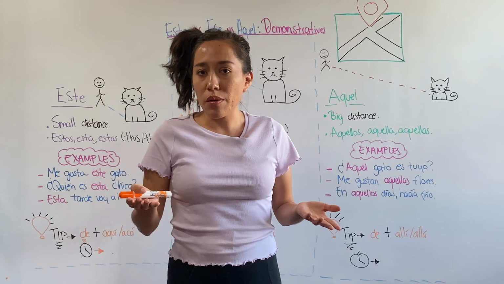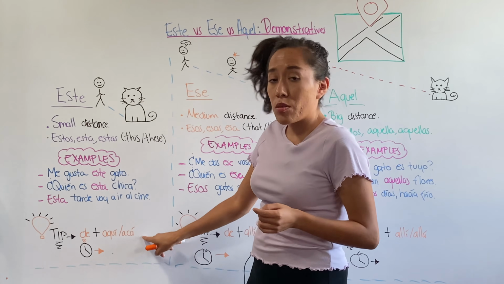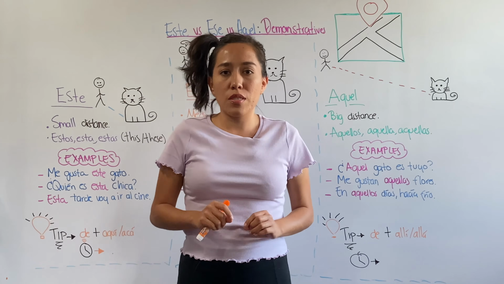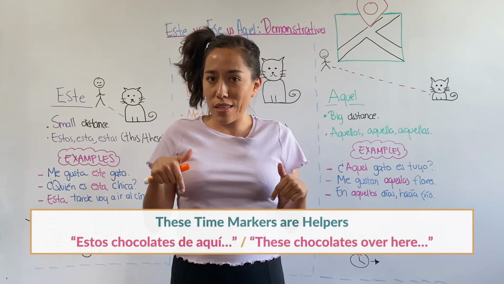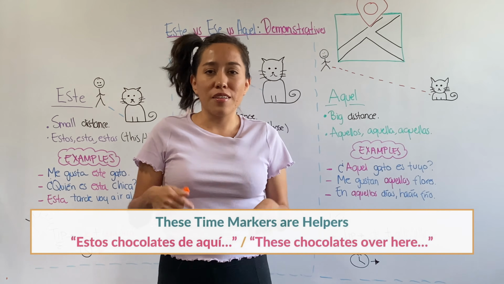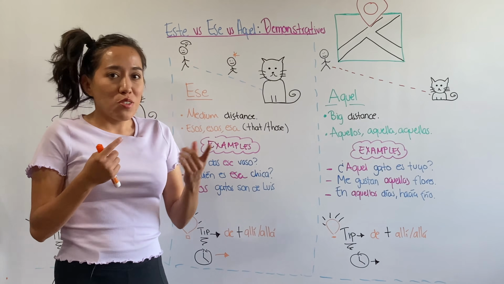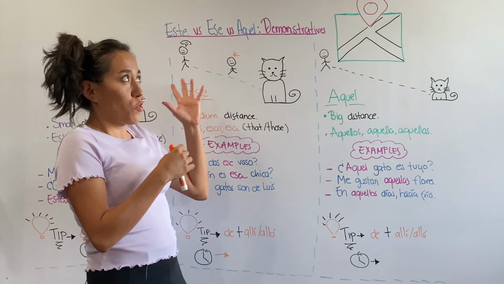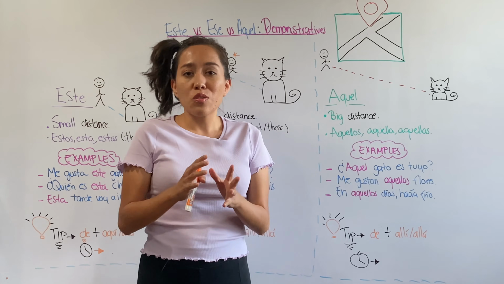Which ones are you talking about? You're going to use adverbs of place to be more specific. Estos chocolates de aquí, these chocolates over here are mine, okay? So make sure you mix these words with adverbs of place when you need to.